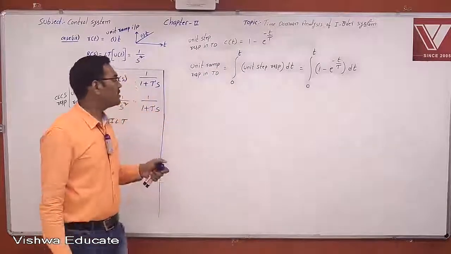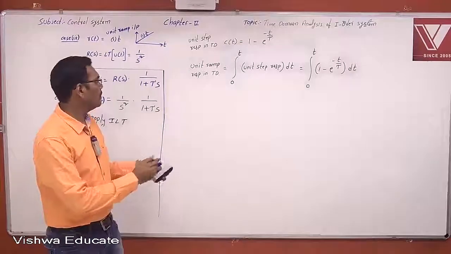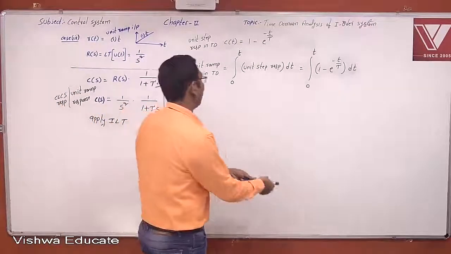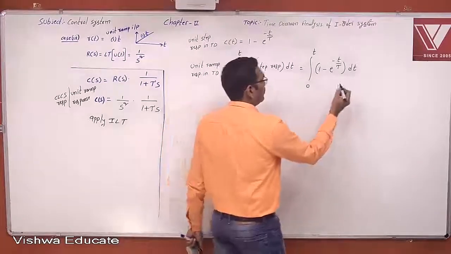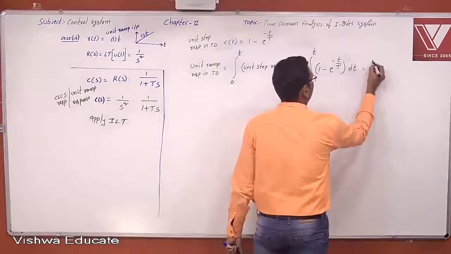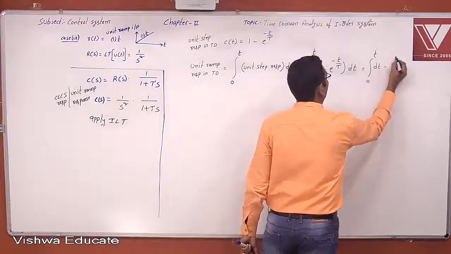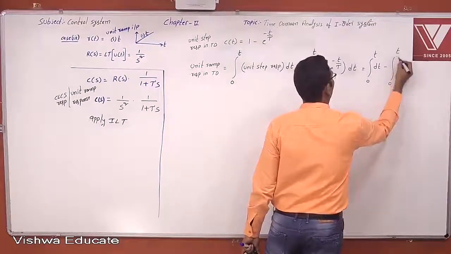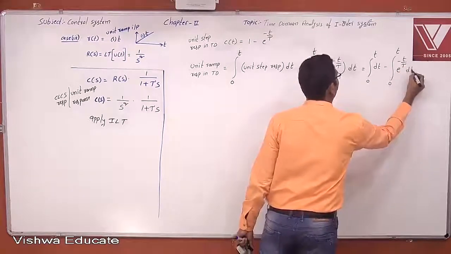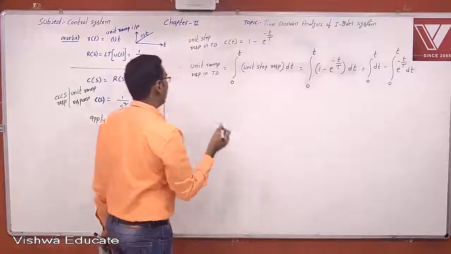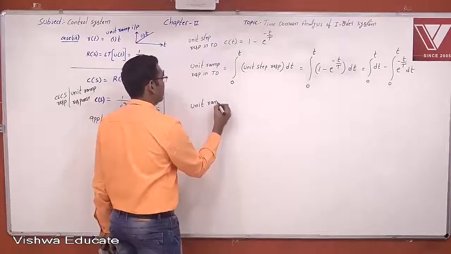Okay, students, then we'll see here when you do this integration part or not. Now, this is the unit ramp response in time domain directly without doing this. Now, which is nothing but integration 0 to t dt minus integration 0 to t e power minus t by tau dt. If you do this integration directly, you can get the answer. Unit ramp response in time domain.